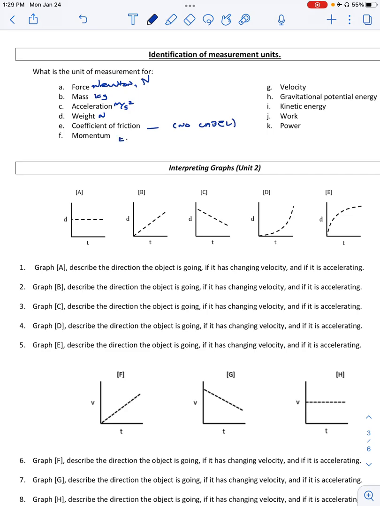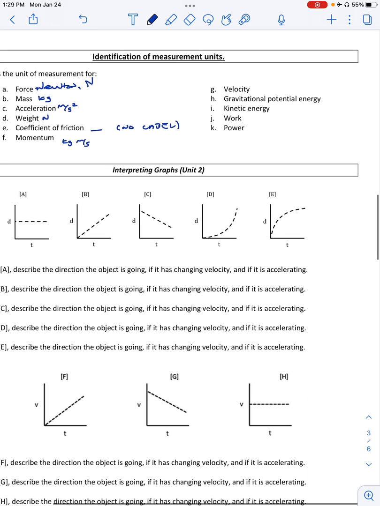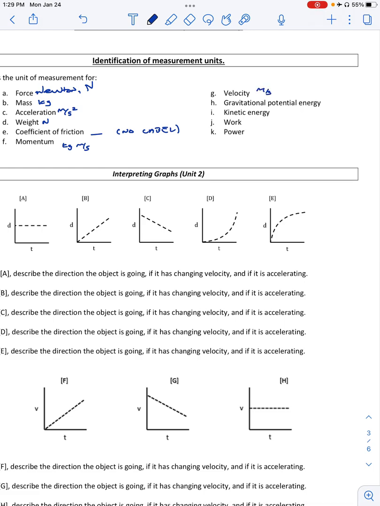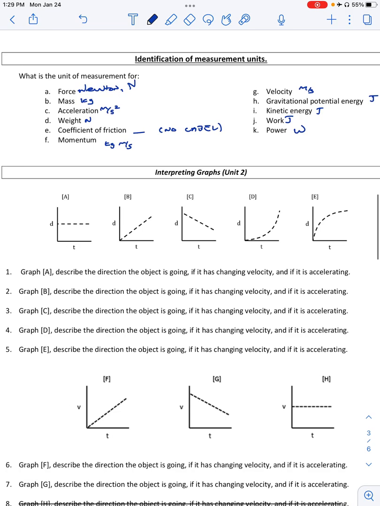All right, momentum is kilogram meter per second. Velocity is meters per second. Gravitational potential energy is joules. Kinetic energy is joules. Work is joules. And power is watts. All right, interpreting the graphs.